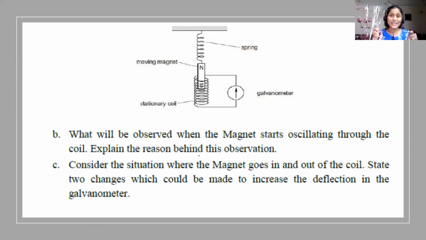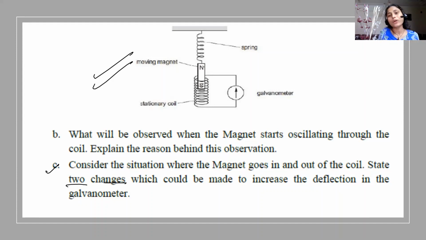Always remember, this word change is very important, right? If there is no change in the magnetic field, there will be no EMF or current induced in the circuit. Part C: consider a situation where the magnet goes in and out of the coil. State two changes which could be made to increase the deflection. So you have to tell which two changes you can make in this setup itself to increase the deflection in the galvanometer.